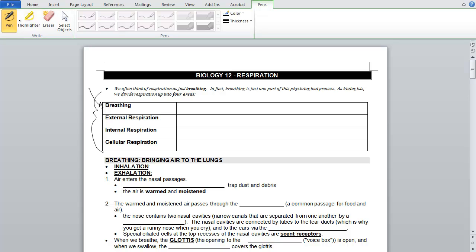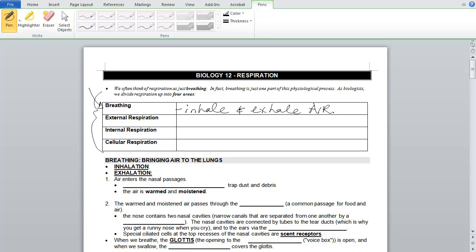And when we think of respiration, we think of breathing, because that is the part that we are aware of, and we should know, hopefully, that breathing is when we inhale and we exhale air. And we want to emphasize the idea of air. It's not oxygen, it's air. But there's three other parts to respiration.